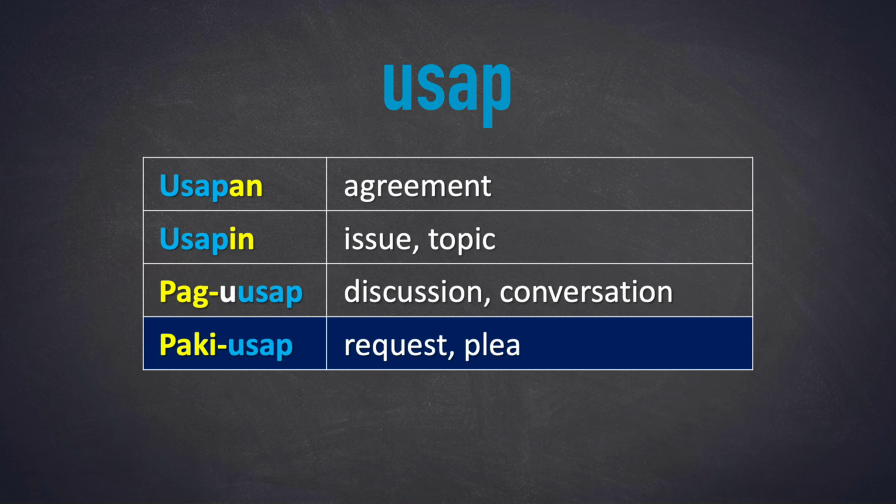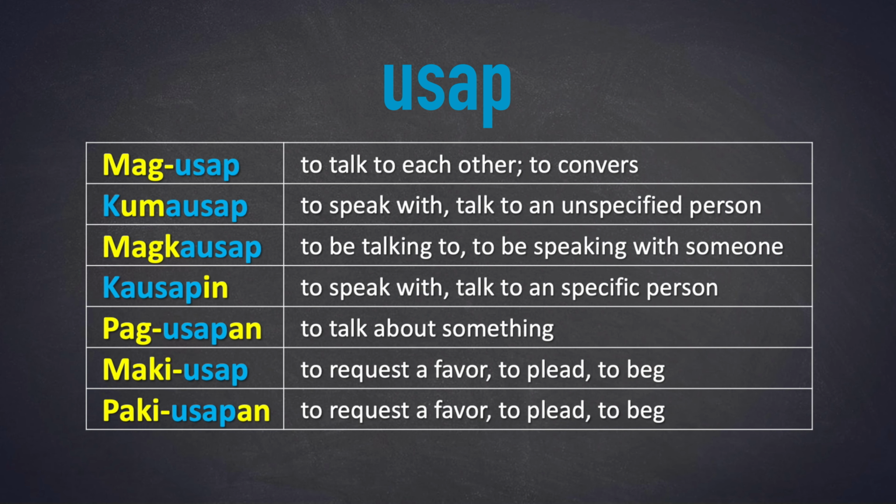We also discussed in the last 4 videos the infinitive verbs mag-usap, to talk to each other or to converse with each other, kumausap, to speak with or to talk to an unspecified person, magkausap, to be talking to or to be speaking with someone, kausapin, to talk to or to converse with a specific person, pag-usapan, to talk about something, and we have begun discussing the verb magkiusap and paki-usapan, to request a favor, to plead, or to beg.